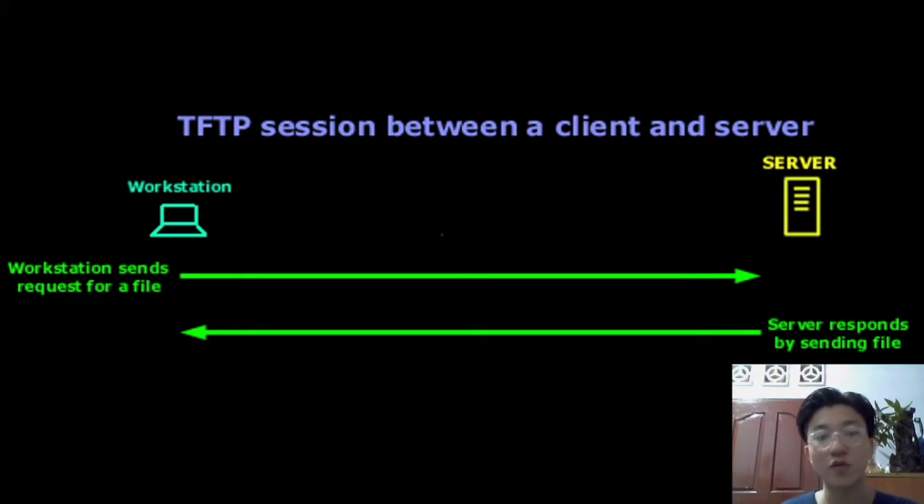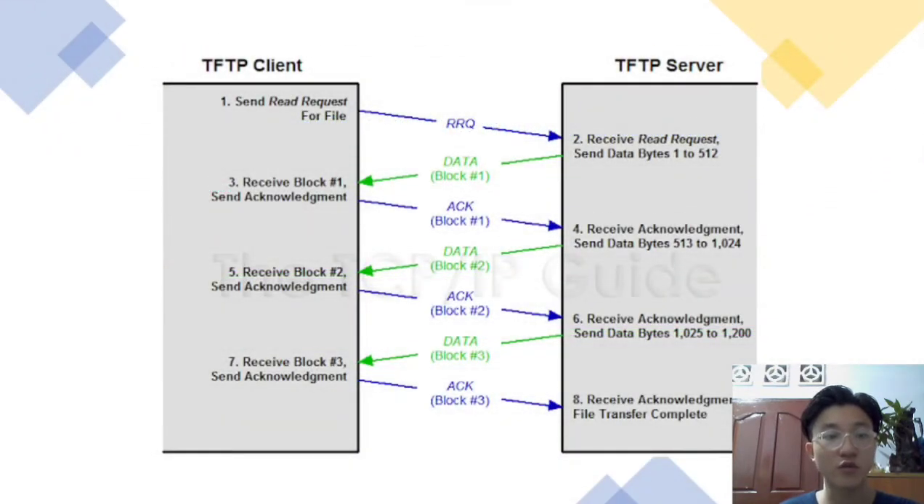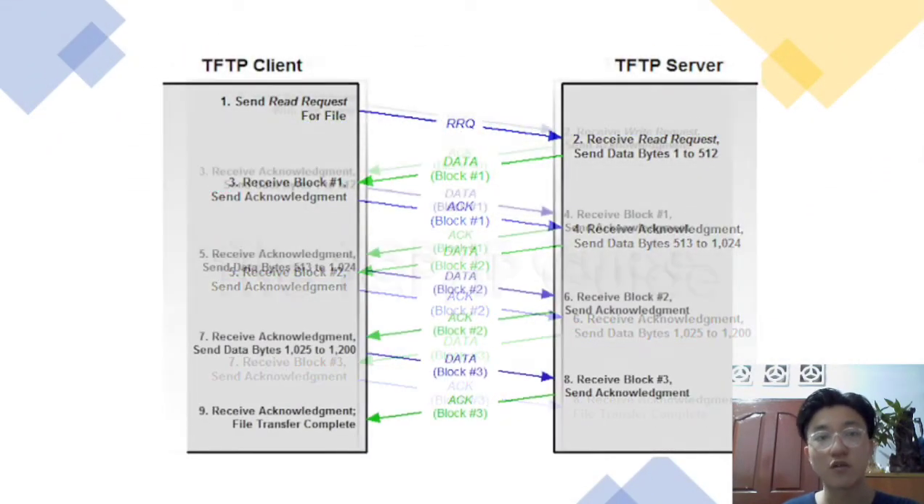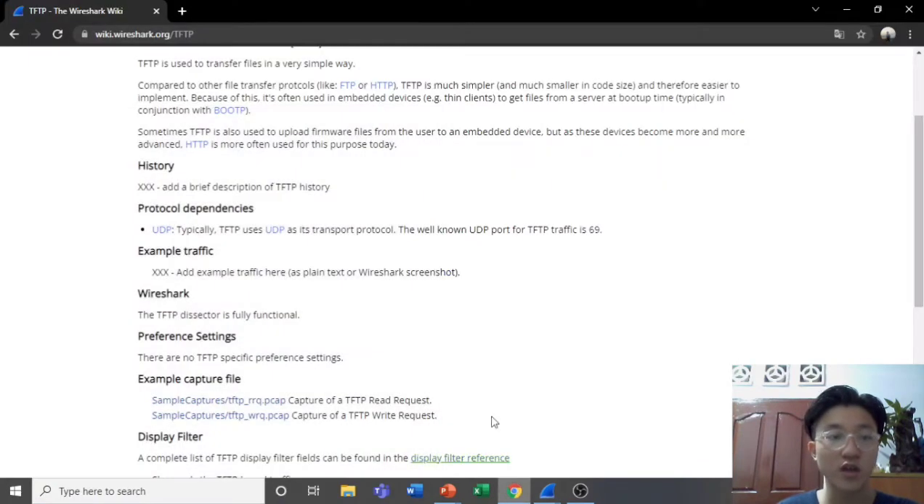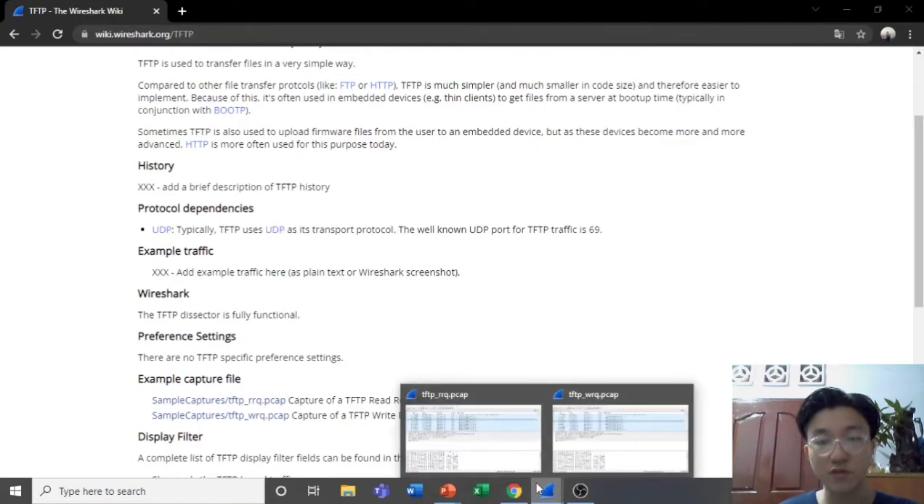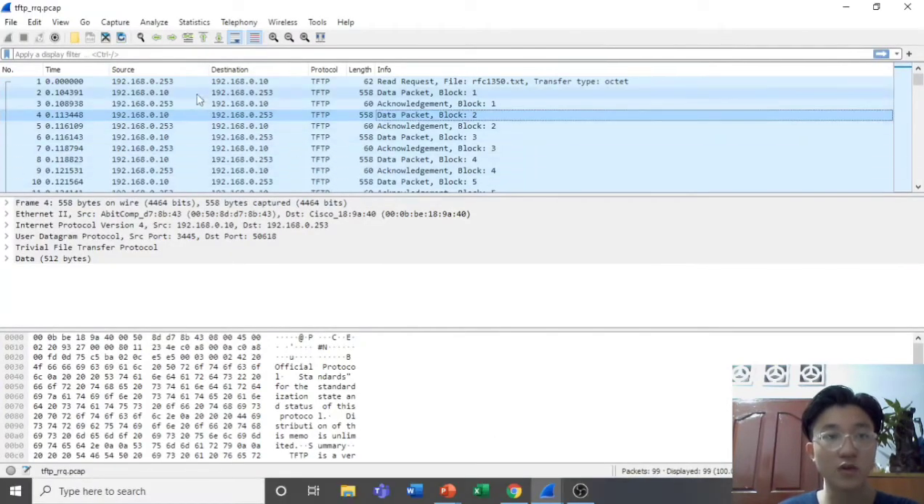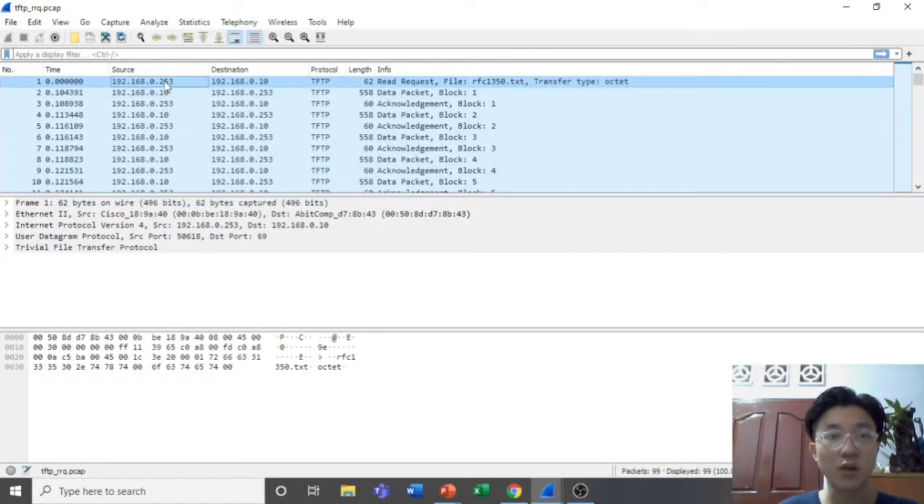Let's observe the process with Wireshark. The data request consists of 2 requests, the first being the read request and the second the write request. First, we need to capture those TFTP packets. An easy way to do it is to go to the Wireshark wiki and download the example capture file, like where I'm pointing here. I've already downloaded them, and let's start with the read request. In the read request, in the first line, you can see that my computer with this source IP, my laptop, is sending a read request to the TFTP server with this destination IP.